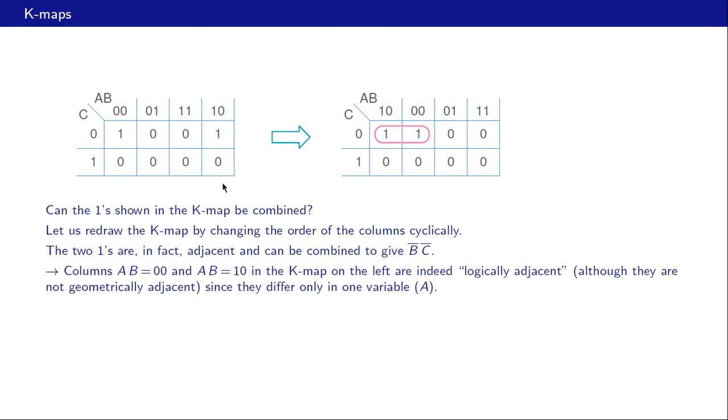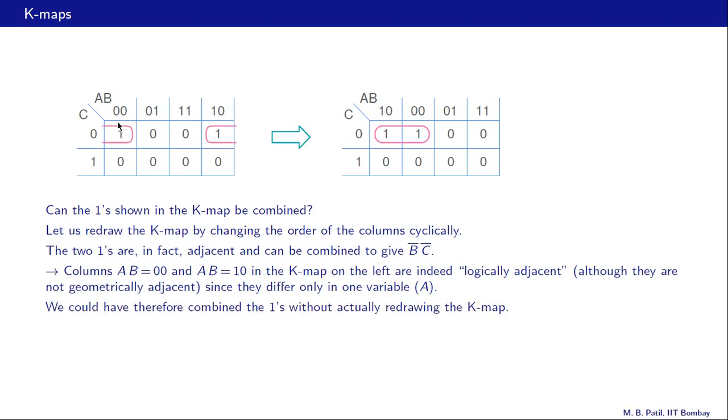And what does it mean? That means if we go from this column to this column, there is a change only in one variable. So A is changing from 0 to 1, but B is not changing. So therefore these are logically adjacent, although they are not geometrically adjacent. And we could therefore have combined these ones without actually redrawing the K map like we did here. As long as we know that these two columns are logically adjacent, we can think of a rectangle which covers this one and this one.